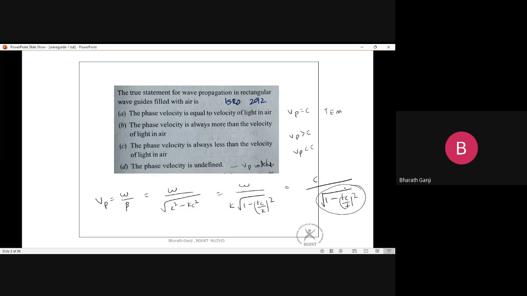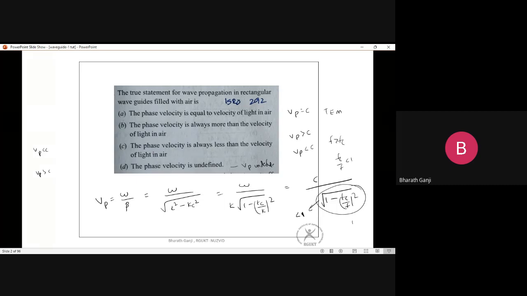If this number is greater than 1, then definitely phase velocity will be less than c. If this number is less than 1, then phase velocity will be greater than c. Definitely we can see that this will be a number less than 1, because we usually operate at a frequency which is greater than the cutoff frequency, then only a mode can propagate. So when fc by f is a number less than 1, then when you square and subtract it from 1, you get a number less than 1. When you take the square root of it, you still get a number less than 1. So your phase velocity will be greater than the velocity of light.